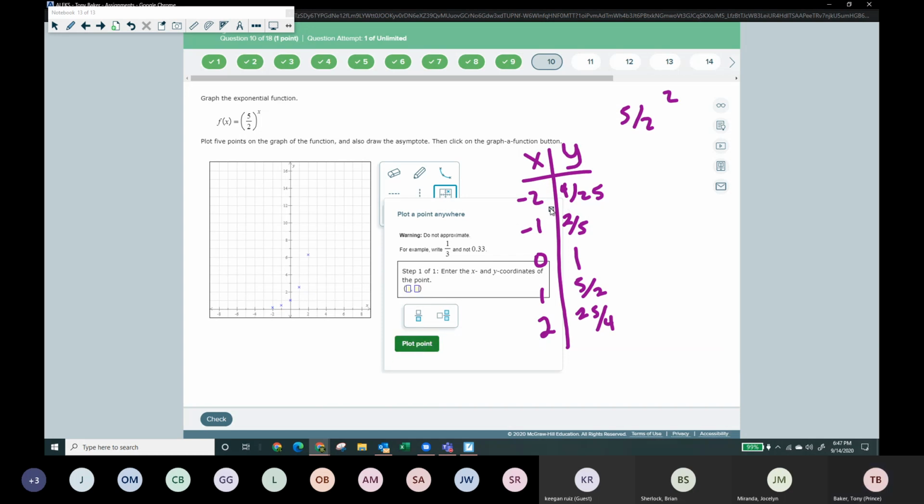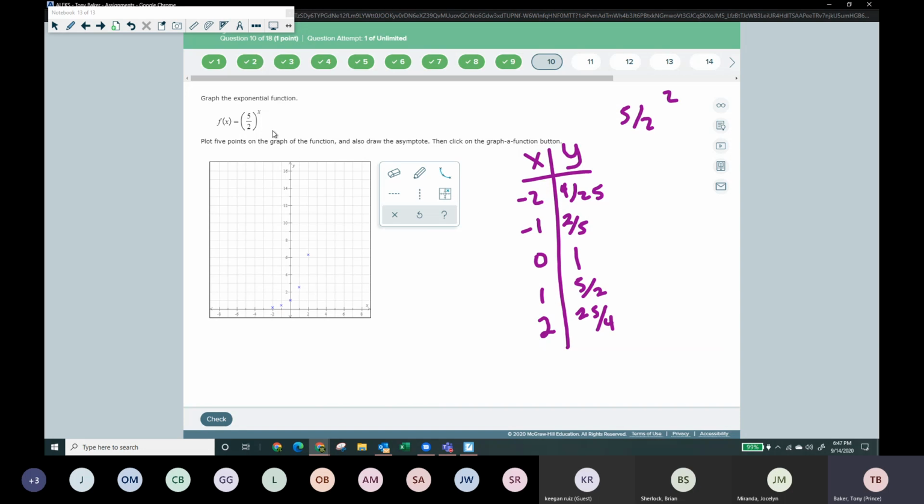All right. Your asymptote line is going to be whatever is added to this function here. So see how there's nothing added to it? So my asymptote line is 0. And then we graph my equation.